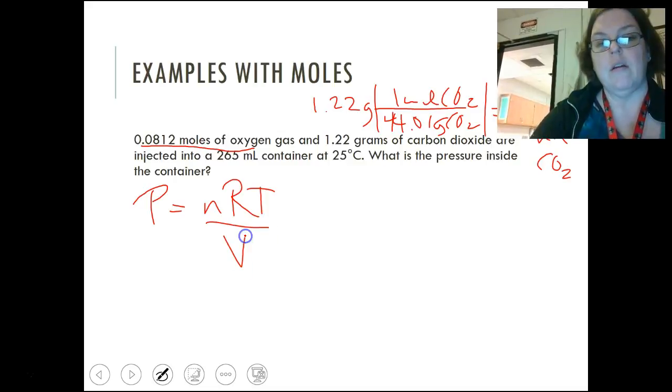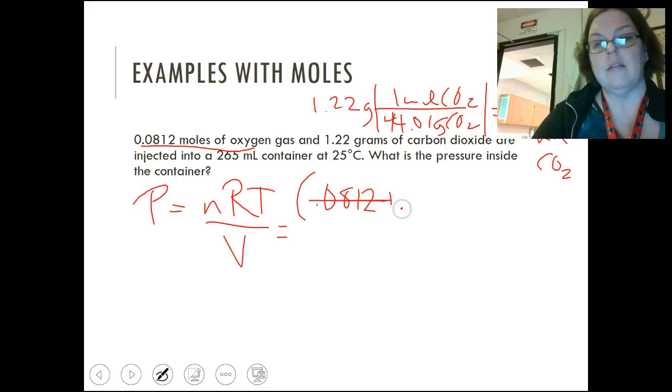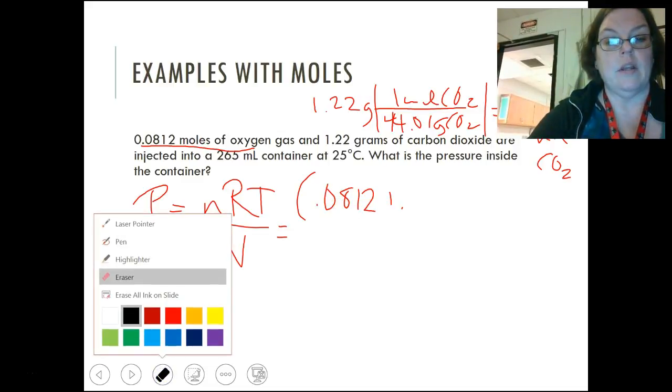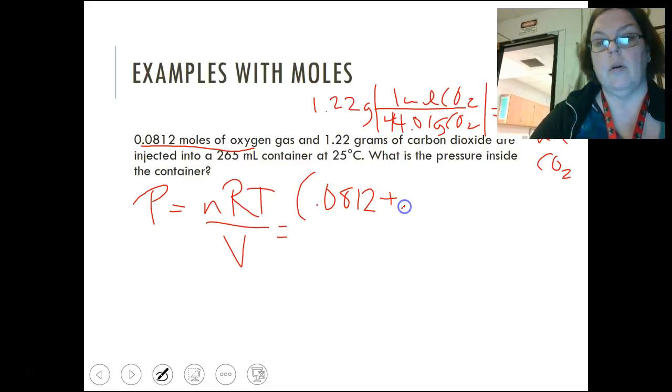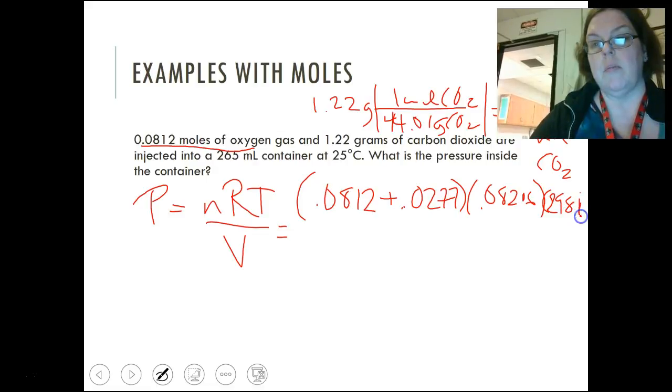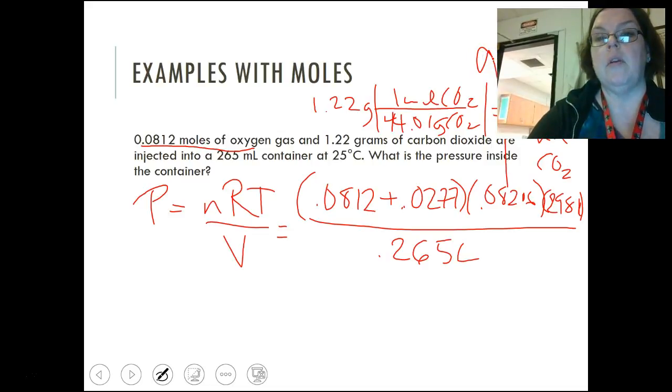So now what I can do is find the pressure of everything by taking nRT over V, but the n I'm going to use is the total n. This plus 0.0277, times 0.08206, times 298 Kelvin. Remember units, I'm not putting units in because my finger is not walking very well. And then the container is 0.265 liters. Remember the unit is liters atmospheres over mole Kelvin, okay?